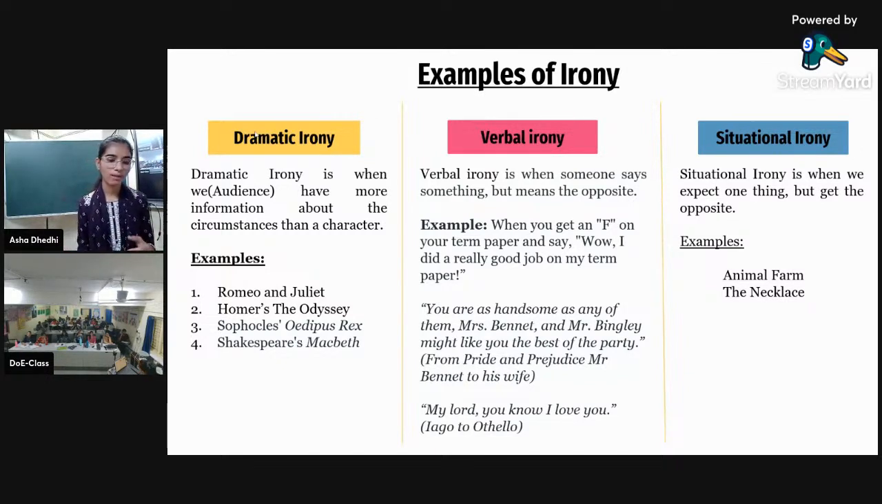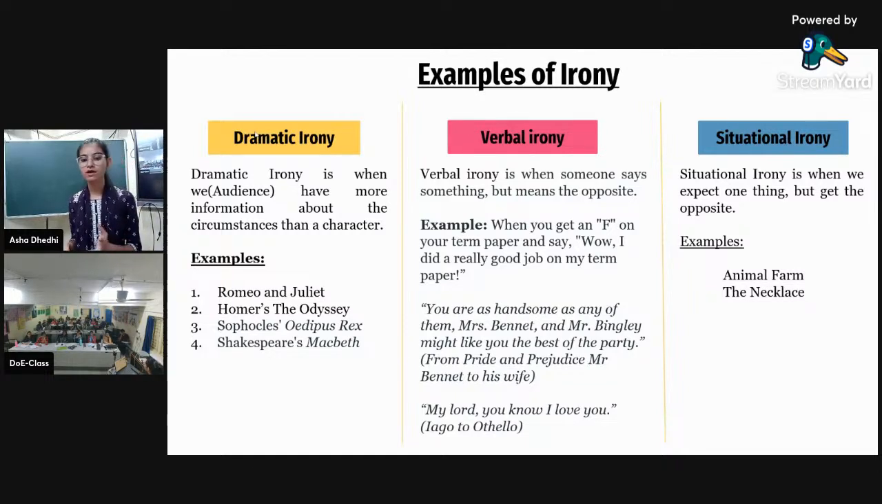Then there is another example, that is Oedipus Rex by Sophocles. As an audience, we know that Oedipus has already killed his father and is getting married to his mother, but he is not getting that idea because he is not aware of who his mother and his father are, right? Then there is verbal irony.